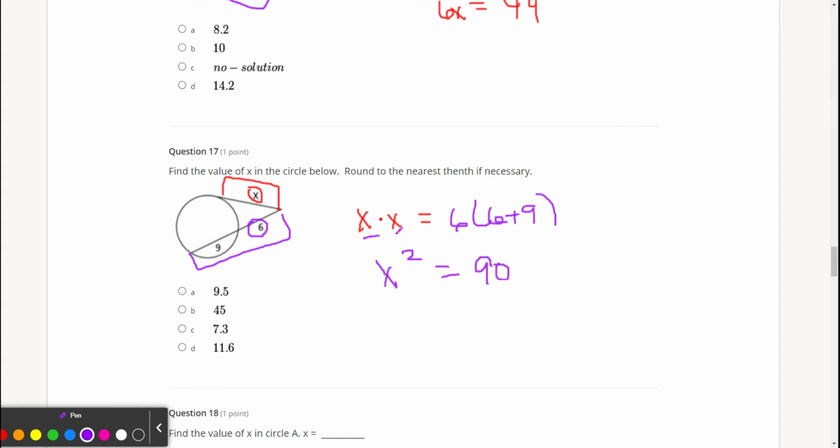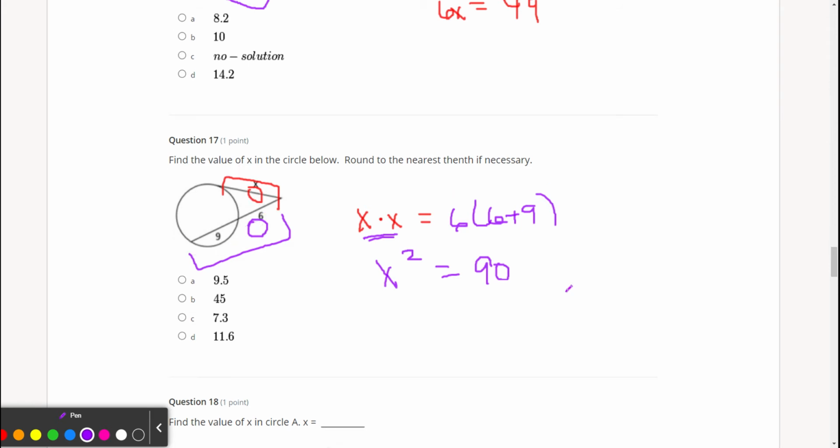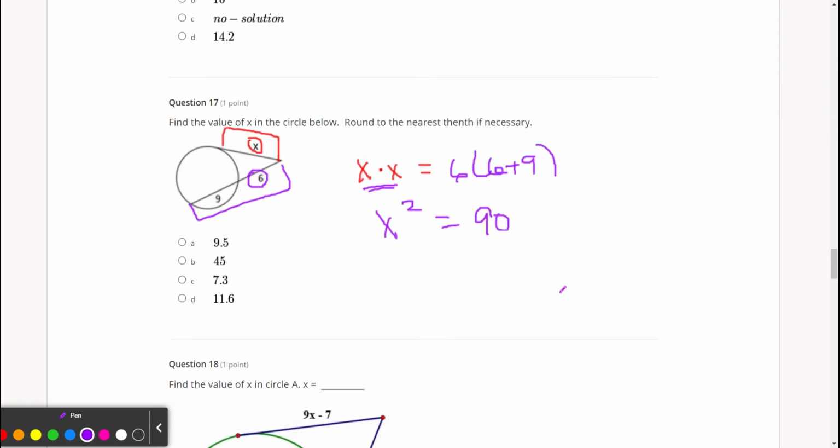So just remember, when you multiply two x's together, you get x squared. It's 9.5. How do you get 45? Because it's x squared, not 2x. X plus x is 2x. X times x is x squared.